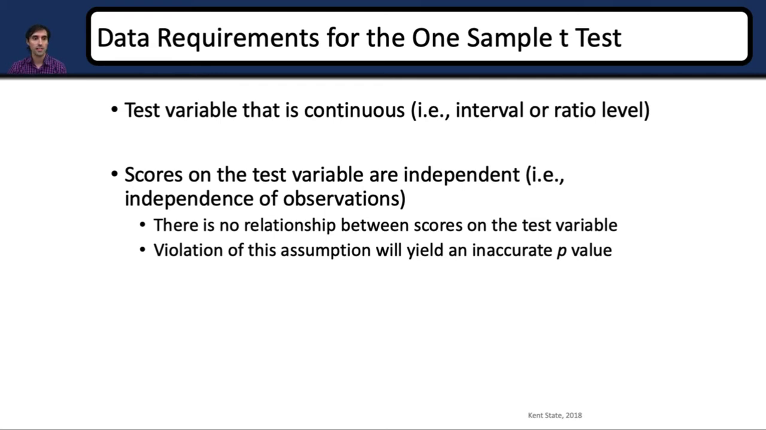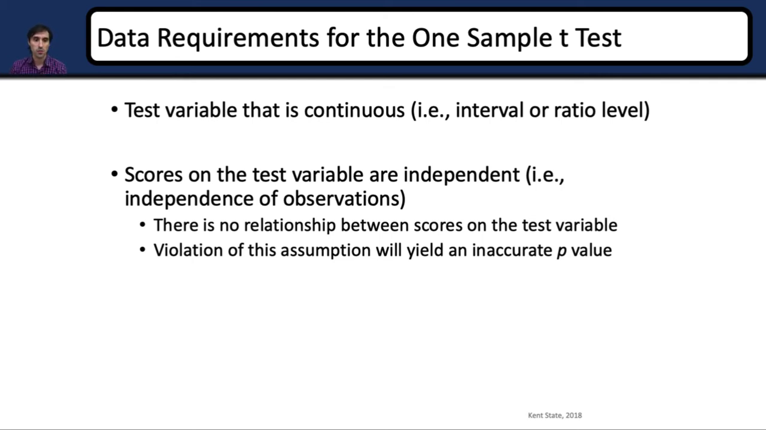And so the scores on these tests are independent observations. So there's no relationship between the scores and the test variable. What that's saying is, if you were to do this test, your sample that you are comparing against the population really can't be related to the actual population. However, let's put a little asterisk there because we have to consider that a little later here.